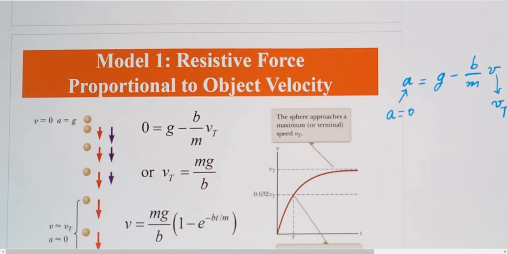Okay. So then we have this equation, it's equal to 0. That means the terminal velocity is nothing but m multiplied by g divided by b. And b is a constant.